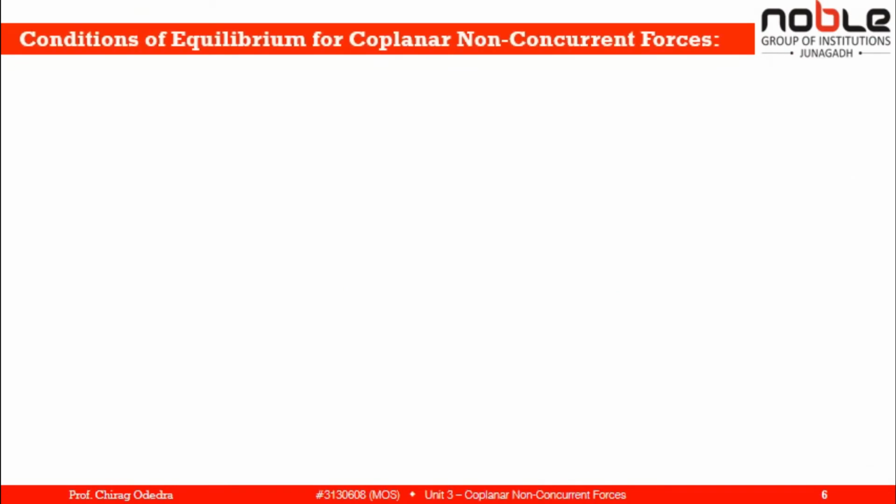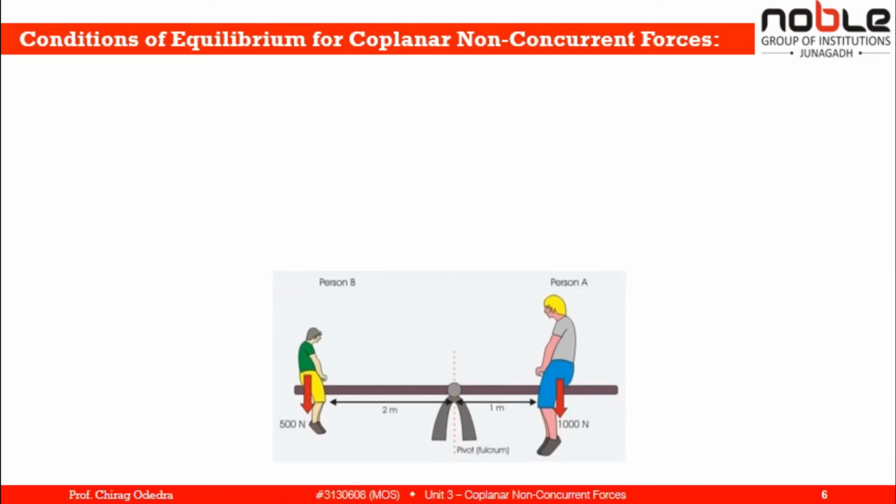So the next topic is conditions of equilibrium for coplanar non-concurrent forces. Before learning this topic, we must know what equilibrium is all about. To understand equilibrium, let us take a simple example of a seesaw. As we can see in the figure, person A has a weight of 1000 Newton and person B has a weight of 500 Newton, but this seesaw is stable.